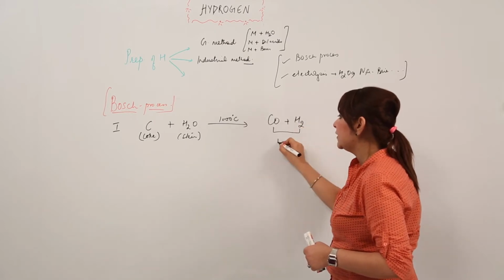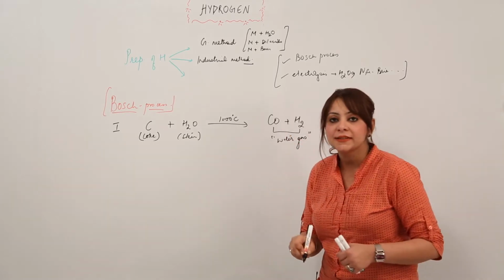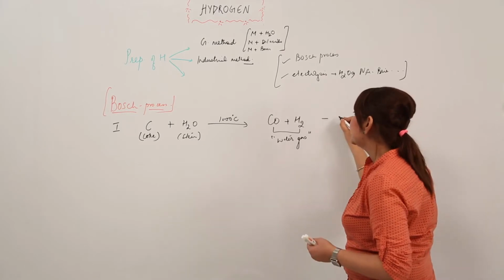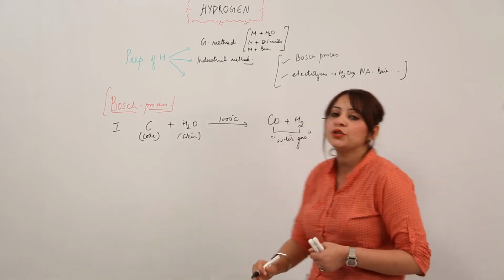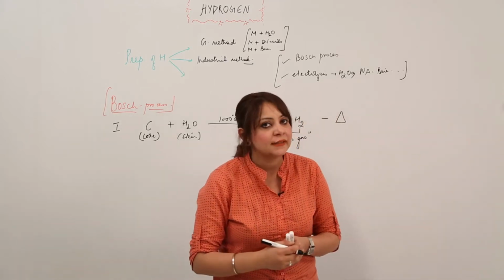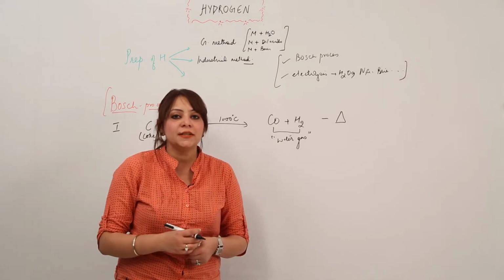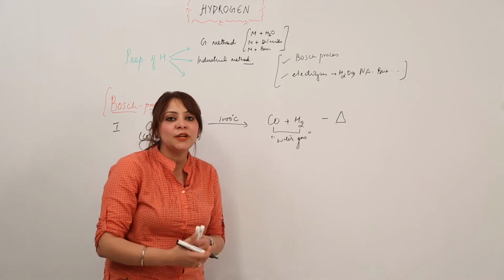What is it? It is water gas. And this reaction leads to a decrease in energy as well, right? So this is the first reaction which is carried out in the Bosch process. But we haven't got the main product which we were looking for, that is the hydrogen. So obviously some more reactions have to be performed.